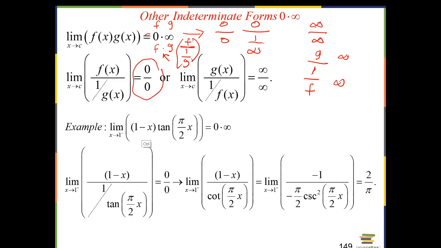Okay, here's an example. We've got the limit of (1 minus x) times tangent of pi over 2 times x, when x approaches 1 from the left. Now, obviously, if you substitute, you get what? 0 times tangent. Now, tangent looks like this, right? So tangent looks like this. So this is pi over 2 here.